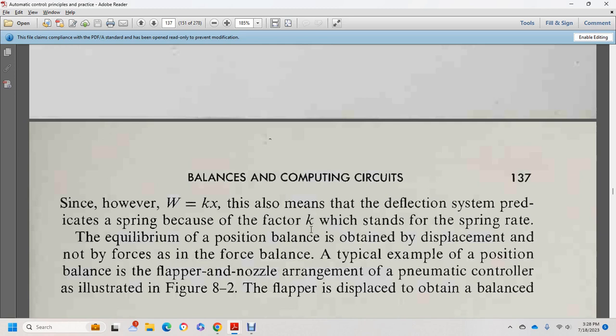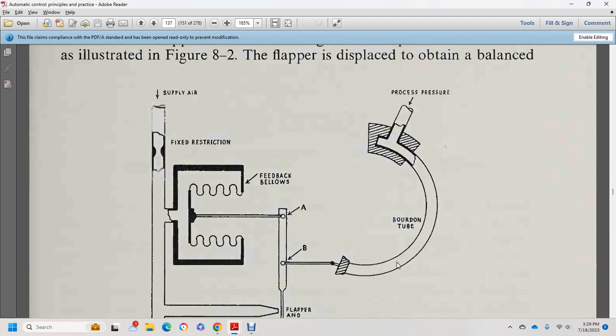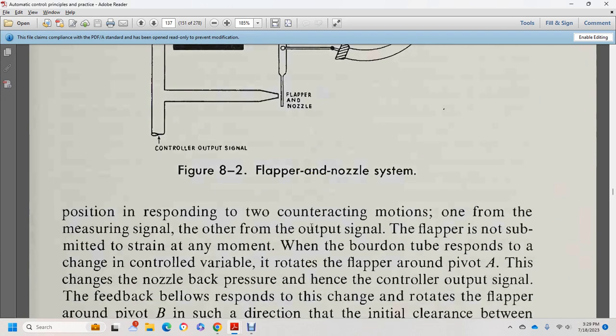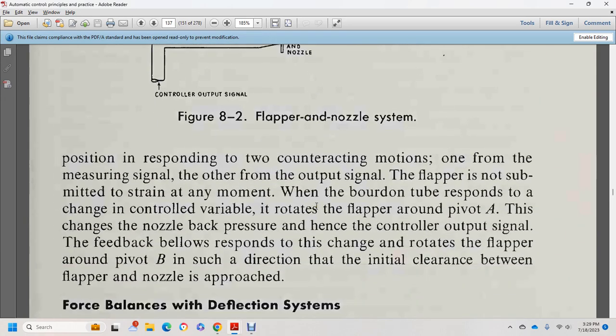A typical example of position balance is the flapper nozzle arrangement with a pneumatic controller, illustrated in Figure 8.2, with the flapper displaced to obtain balance. It shows the supply air with the fixed restriction, feedback bellows, the process pressure Bourdon tube, and the controller output flapper nozzle system. Position is the response to two counteracting motions, one from the measuring signal and the other from the output signal, with the flapper at any moment responding to the Bourdon tube with the change of the control variable.